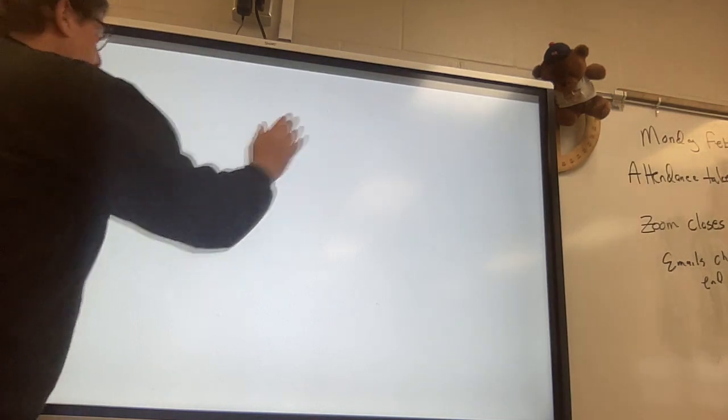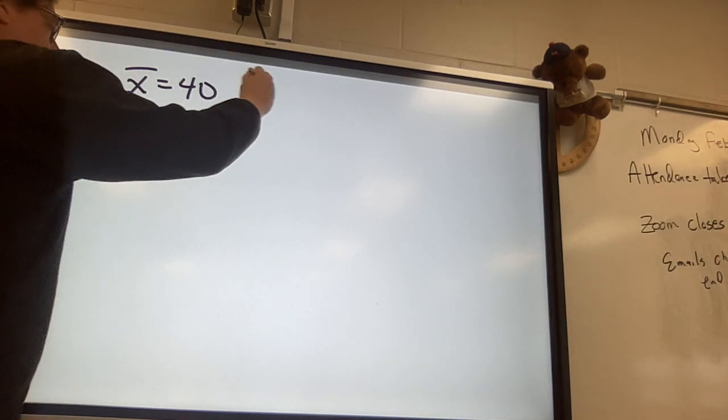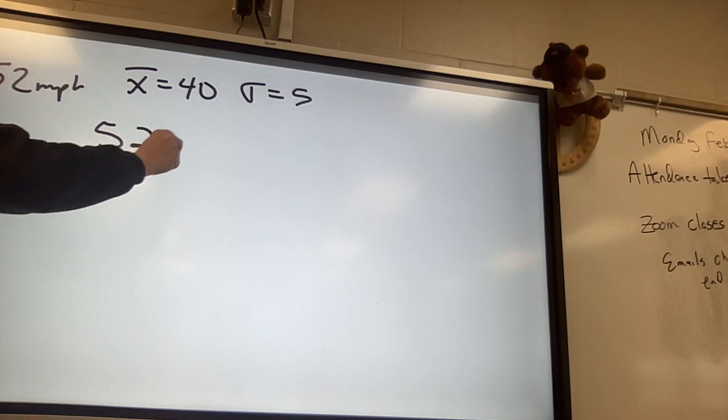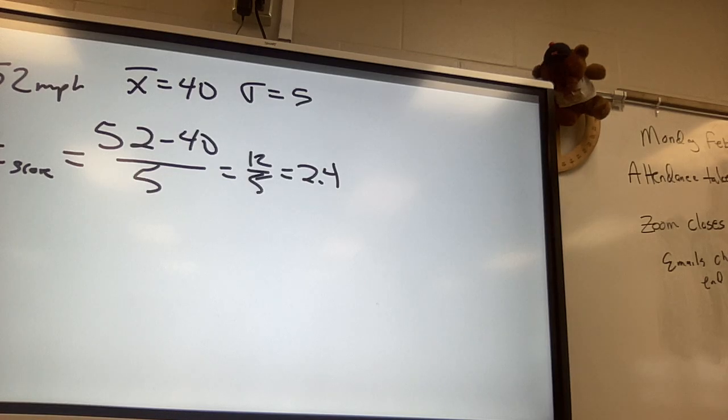So the one we had yesterday, the example was that the mean speed was 40 miles per hour with a standard deviation of 5. Anyone absent? All we did yesterday was something called a z-score. And I don't need the word score, I don't know why I just did that. And it is the data. So this person went 52 minus 40 over 5, which is 12 over 5, which is 2.4. That meant nothing to you until now.